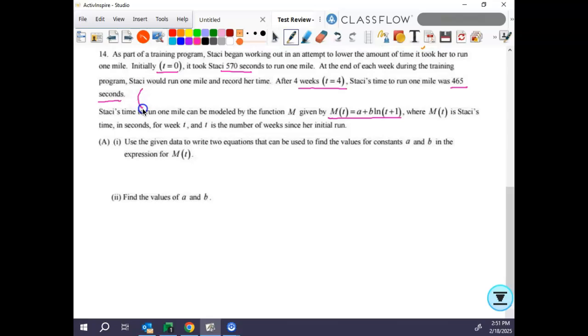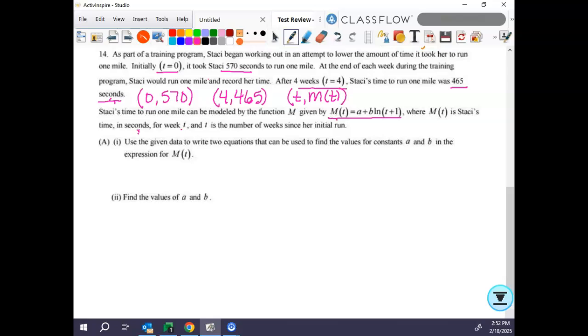So I have two ordered pairs here, (0, 570) and (4, 465), right? And this is M of T and T, so my ordered pairs are (T, M of T), right? That's the way they work. So it gives us that equation. M of T is the time in seconds. Now, just because they gave me the time in seconds doesn't mean the function represents seconds, but it does. So those are things we kind of want to pay attention to. And time is in weeks, and that's giving it to me in weeks. So always pay attention to your units there.